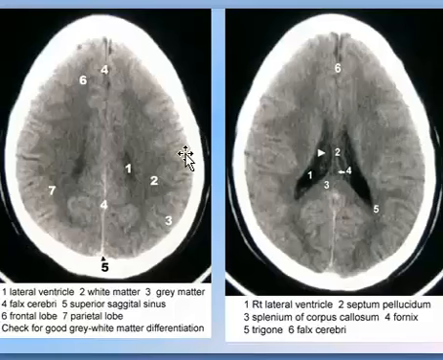Now we are at a very high level here, and then this small horn, lateral ventricle, frontal lobe, parietal lobe, falx cerebri. Here is the falx cerebri, straight sinus, superior sagittal sinus, lateral ventricle, splenium, and septum lucidum.